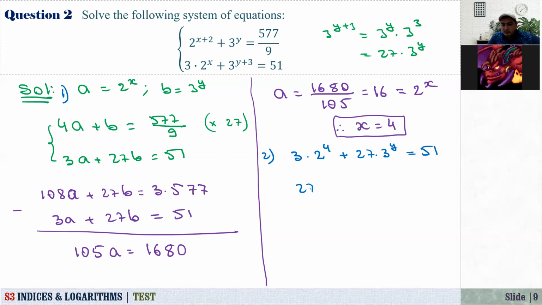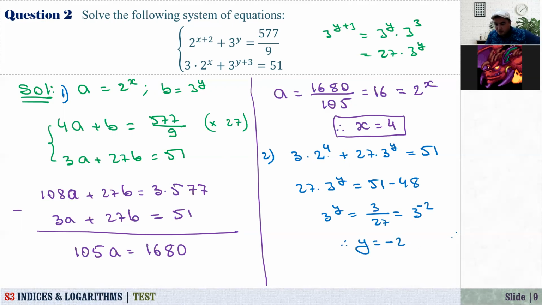Now from here, what is it? 27 times 3 to the power of y is equal to 51 minus 3 times 2 to the power of 4, that is 16. 3 times 16 is 48, so that is equal to 3. So 3 to the power of y is equal to 3 over 27. That's equal to 1 over 9. That's equal to 3 to the power of negative 2. Now from here, y is equal to negative 2. So x equals 4, y is equal to negative 2. That's the solution of this system.